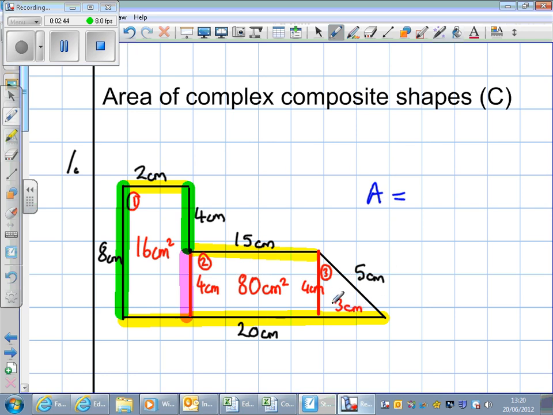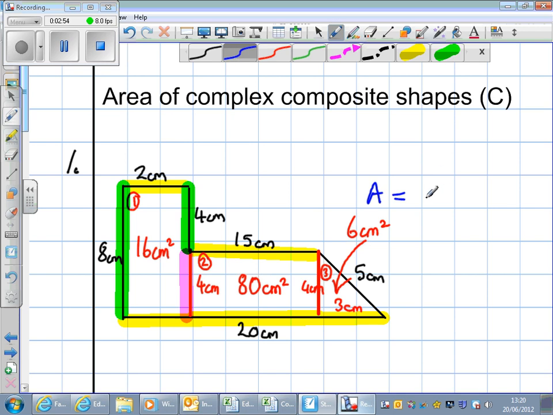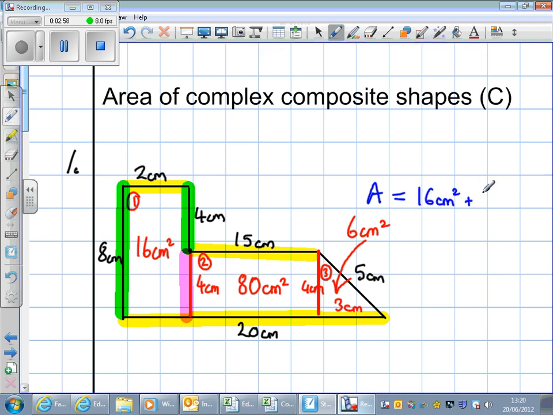And now I can calculate the area of shape 3. Base times height, 3 times 4 is 12, then halve it, 6. The area is 6 centimeters squared. So the area of the composite shape is 16 centimeters squared, added to 80 centimeters squared, added to 6 centimeters squared, to give me a total of 102 centimeters squared.